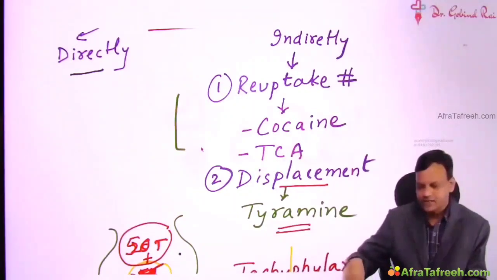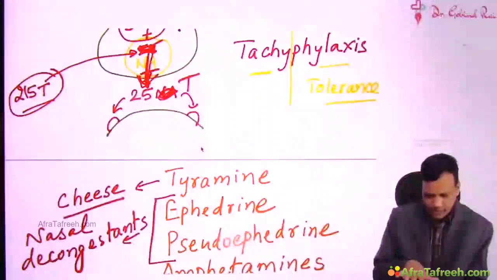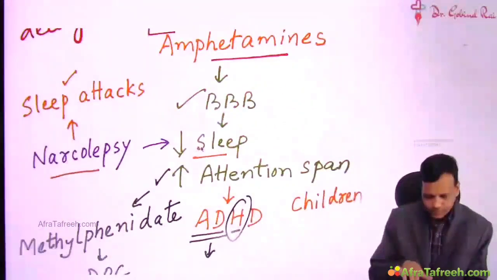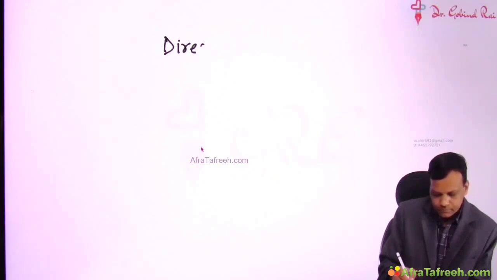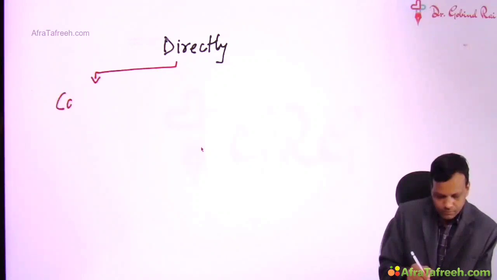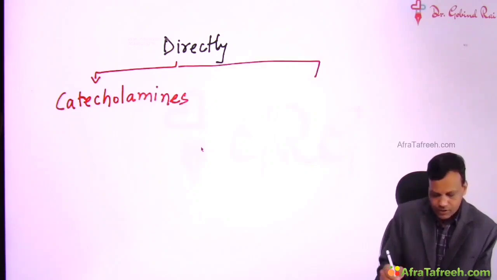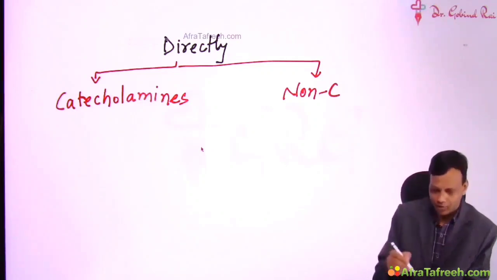The drugs will directly stimulate any of the sympathetic receptors, alpha 1, alpha 2 or beta 1 or beta 2 receptors. Now directly acting drugs, we can divide them into catecholamines and non-catecholamines. Directly acting drugs may be divided into catecholamines and non-catecholamines.